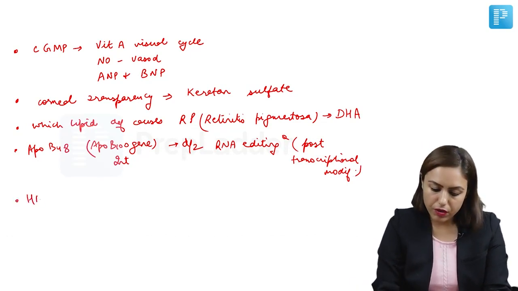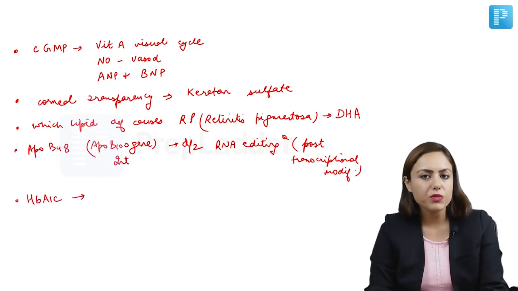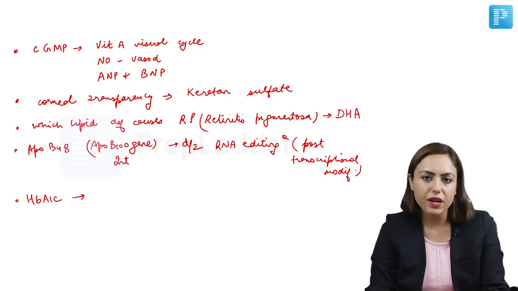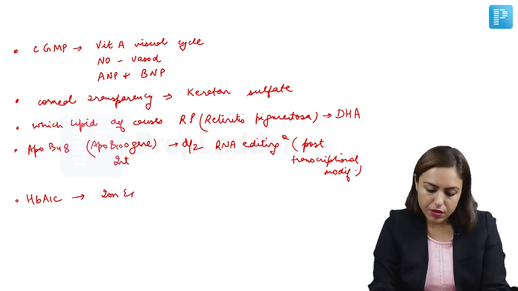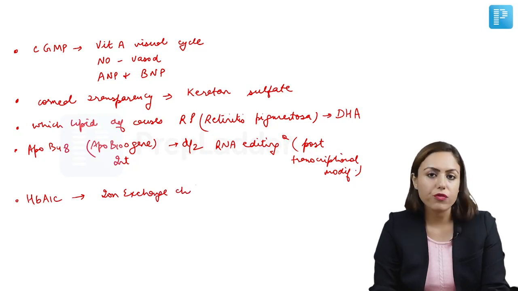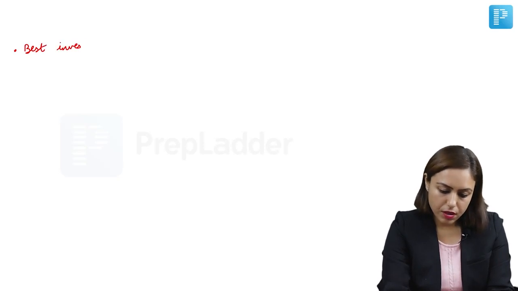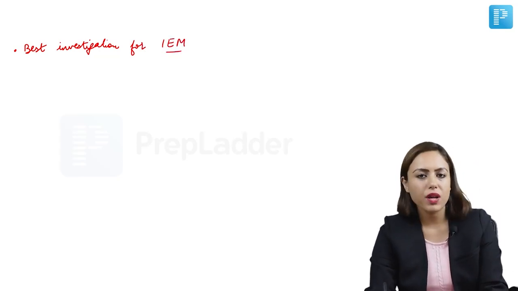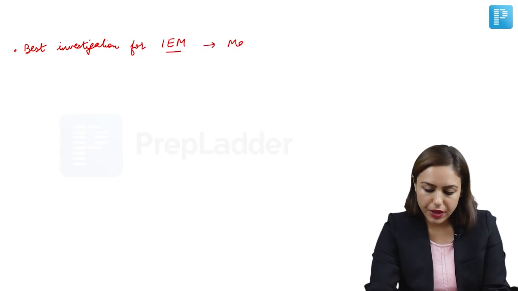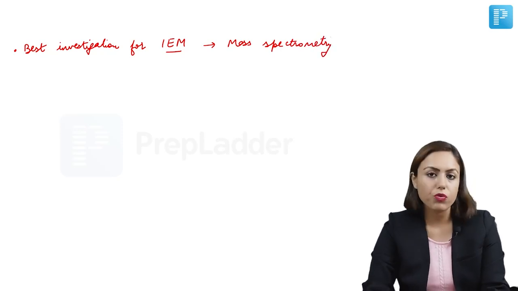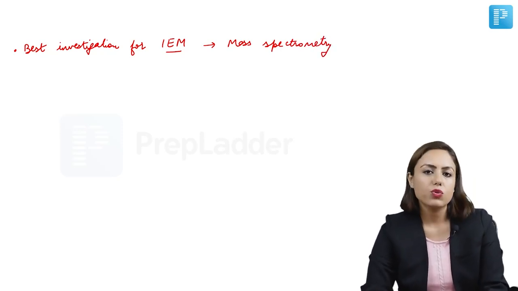Then HbA1c. Recently 2-3 times it is asked that what is the best method of detecting HbA1c? Answer is ion exchange chromatography, right? Then best investigation for any inborn error of metabolism. IEM stands for inborn error of metabolism. Best investigation is mass spectrometry. Okay, you can learn these one-liners so that recently asked questions are also covered here.